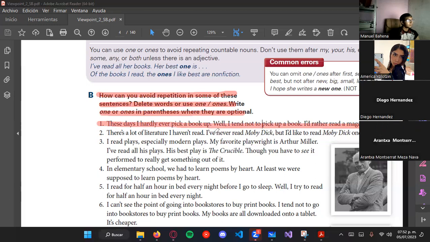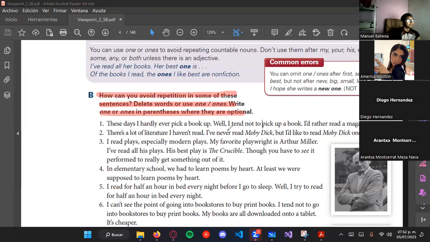These days, I hardly ever pick a book up. Well, I tend not to pick up a book. I'd rather read a magazine. Okay. So, what are you deleting? ¿Qué vas a eliminar? ¿O qué vas a agregar o qué vas a poner? Tell me. Dime.